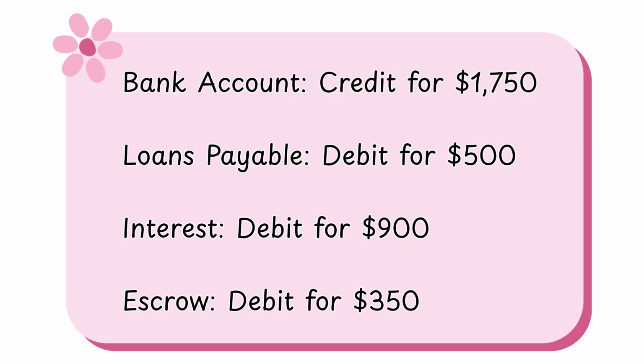$1,750. Loans payable, which is a liability account, will be debited $500 to reduce the loan balance. The interest expense account will be debited $900 to increase expenses. And the escrow asset account will be debited $350, which will increase that account.